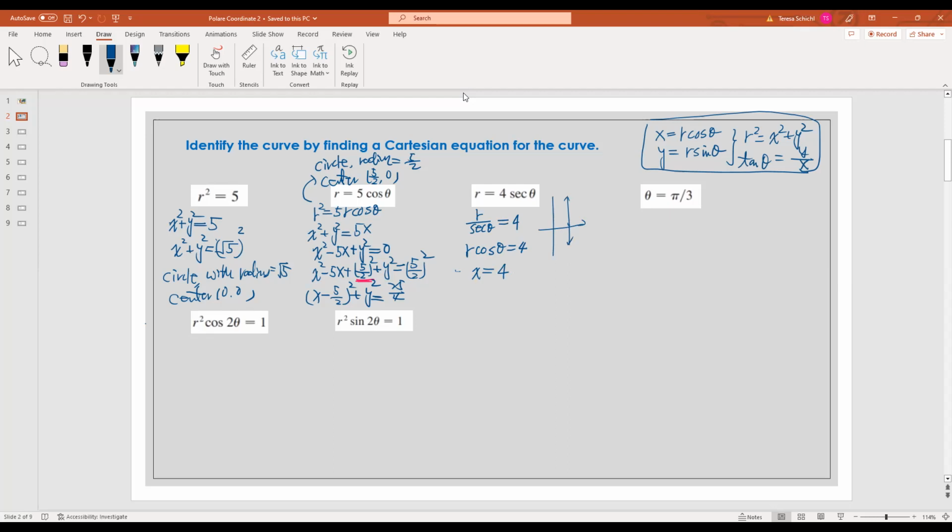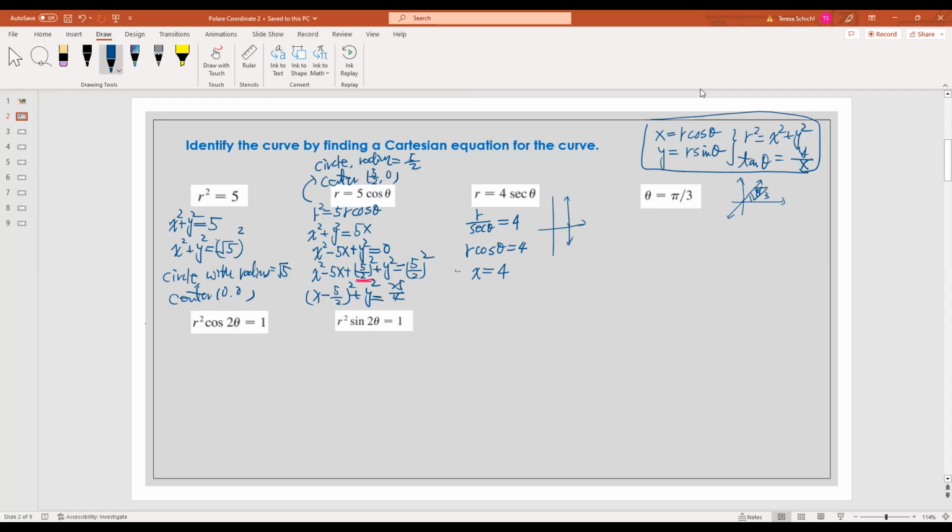So the graph of the polar equation for this one is vertical, so it's a vertical line. Okay, let's take a look at theta equals pi over 3. In polar coordinates, because theta is fixed, we build a line like here. So this is pi over 3, right? Okay, so let's take a look at how I do that.